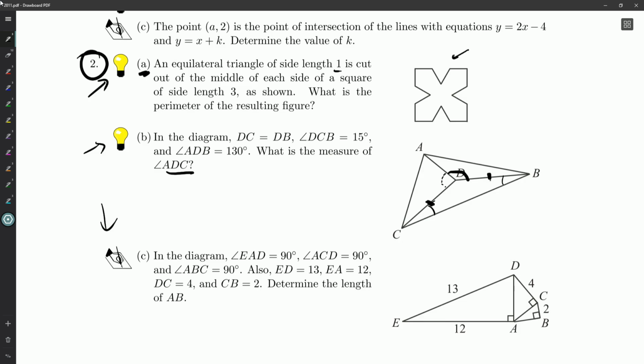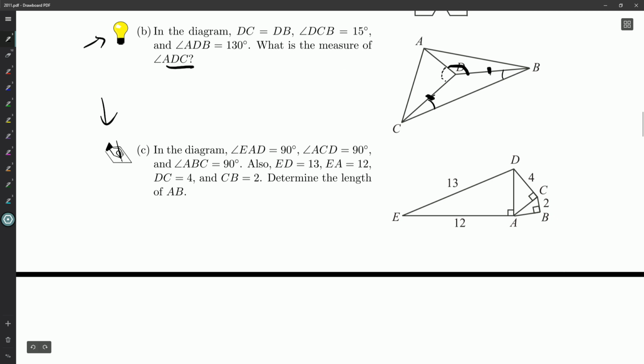Okay, now C part. Here's where we actually have to write down things and be very careful as to what we say, so that everything's clear and it's easy to read. In the diagram, angle EAD is 90 degrees, so is angle ACD, that's this angle here, and ABC. So we've got a bunch of right angle triangles building off of each other, spiraling in around A. We also know ED is 13, EA is 12. Automatically, I know this is going to be 5, because I know my Pythagorean triples. We've got DC is 4. We've also got BC down here is 2. We want to know what is AB.